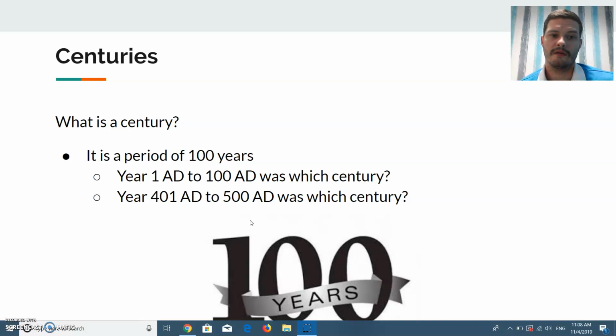Alright, so a lot of people get confused. They think that year 100 until year 199, they think that those years are part of the 2nd century, when in fact, year 100 is still a part of the 1st century. So year 101 until year 200, those years encompass or are a part of the 2nd century AD. Alright.